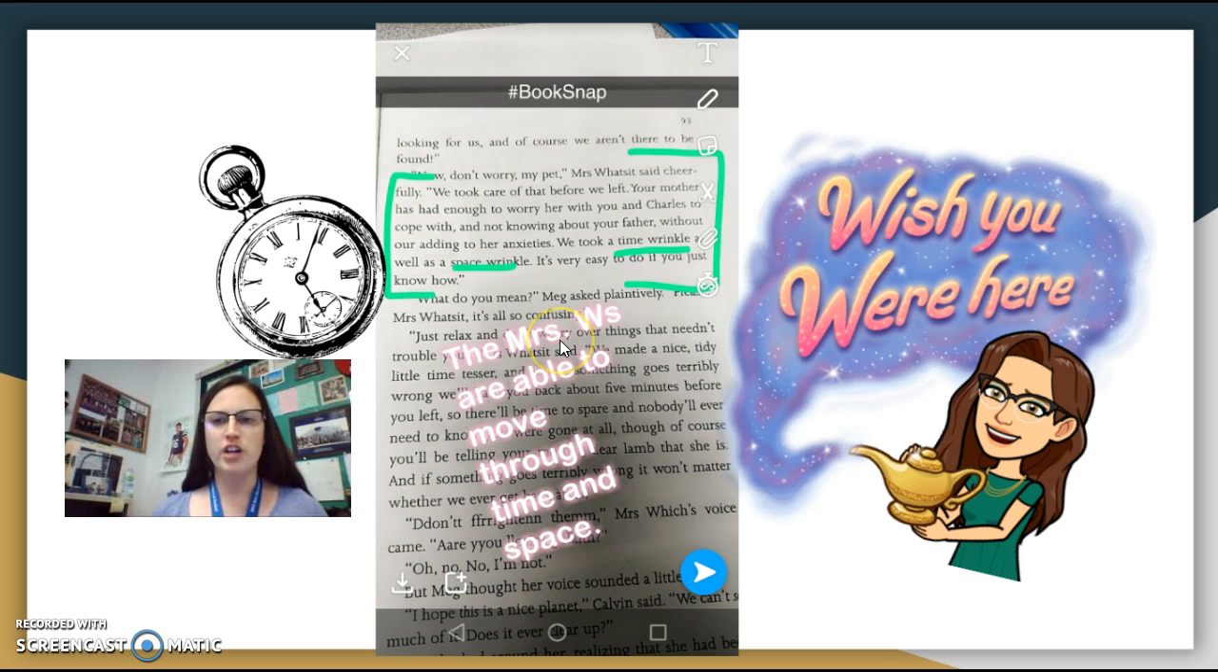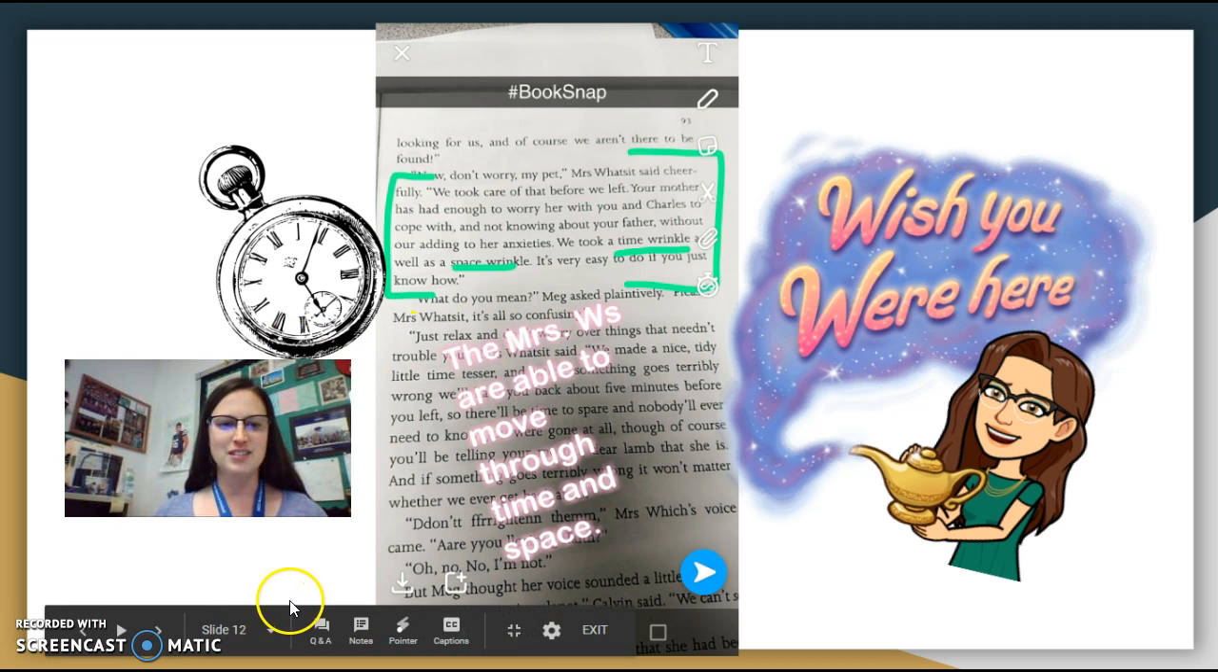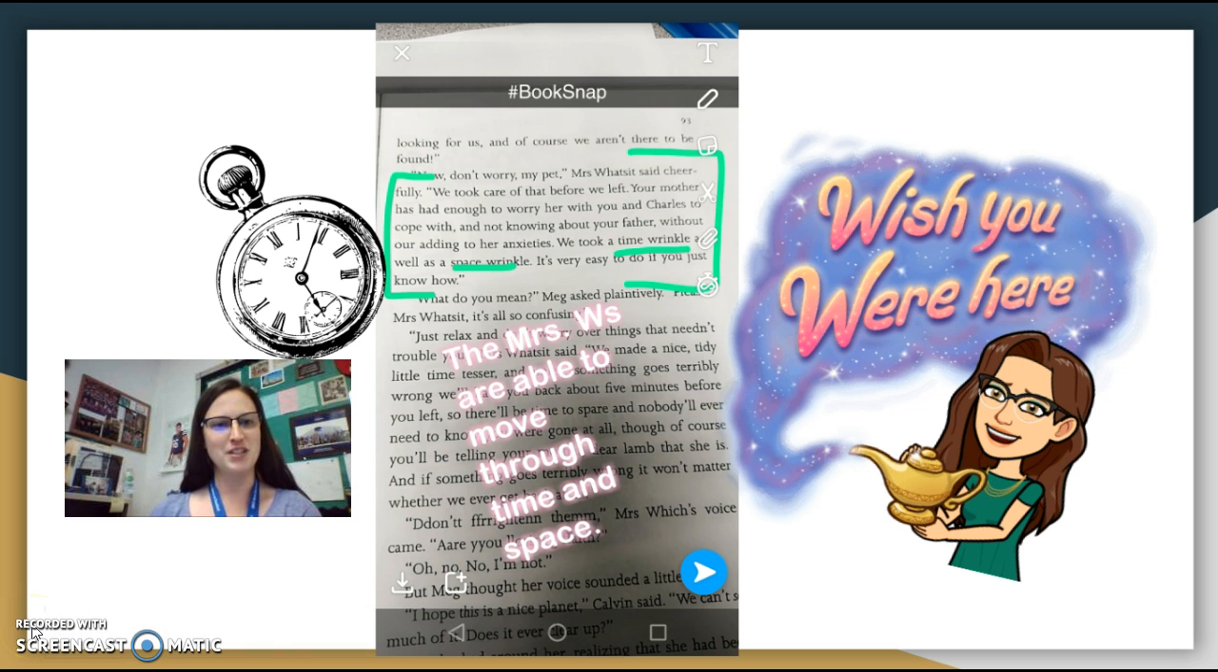This is just a great resource for anybody who wants to help teach students to annotate their text more, and it's a lot more fun. They can use colors, they can use technology. So I hope you enjoy and will utilize book snaps in your next novel study or informational text.